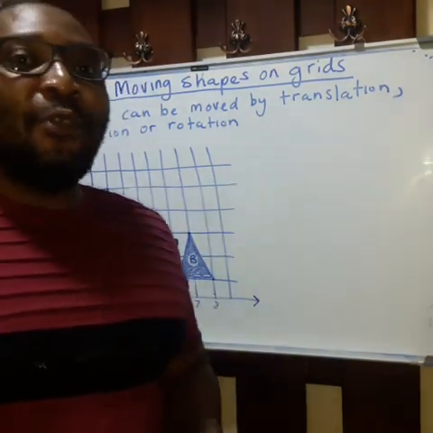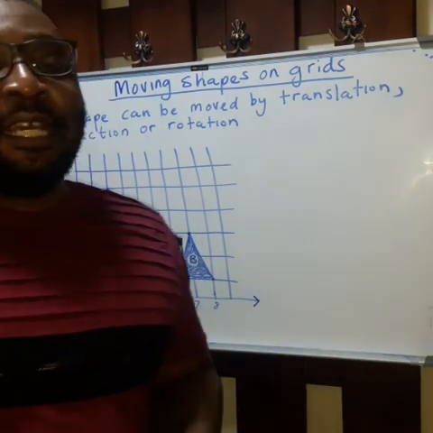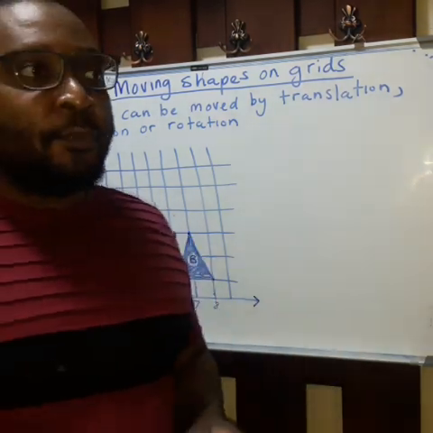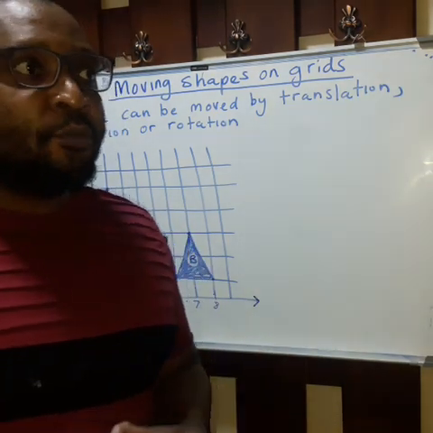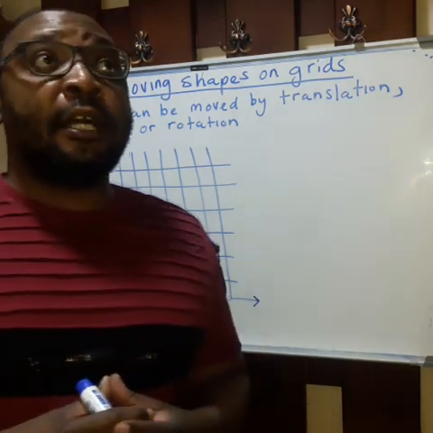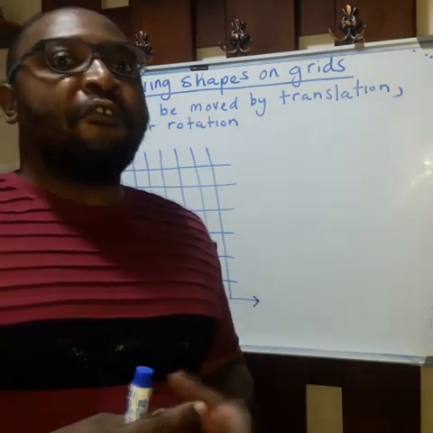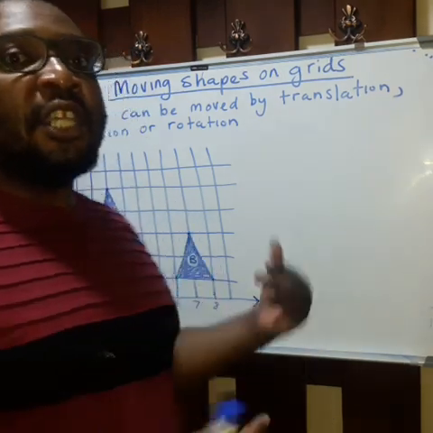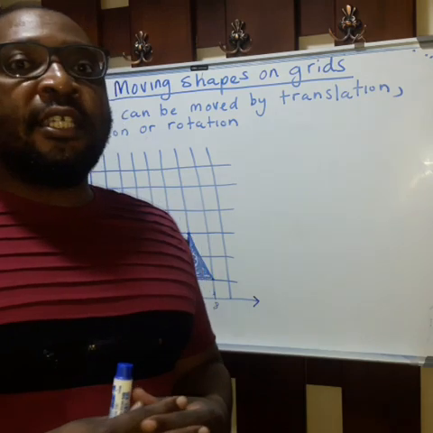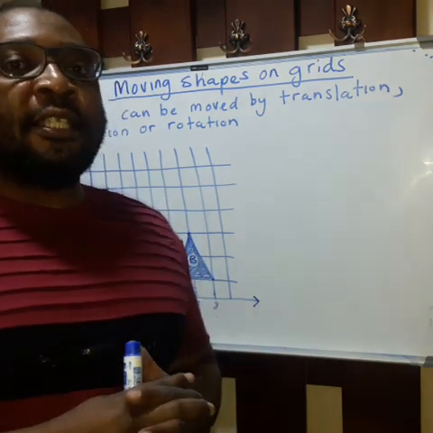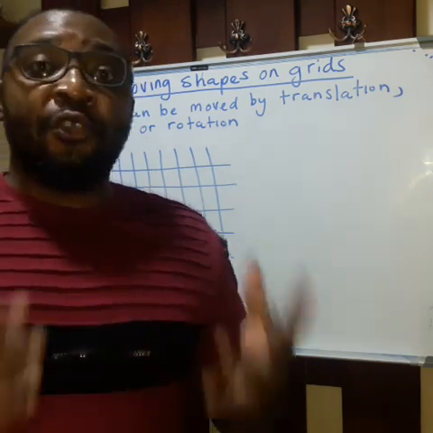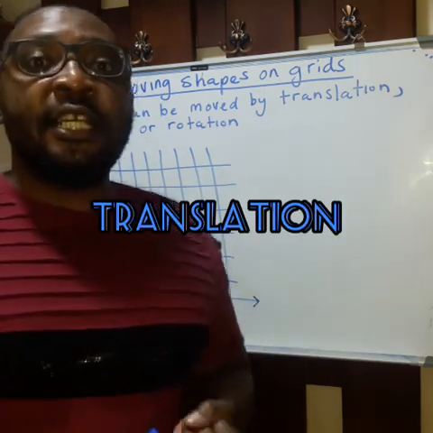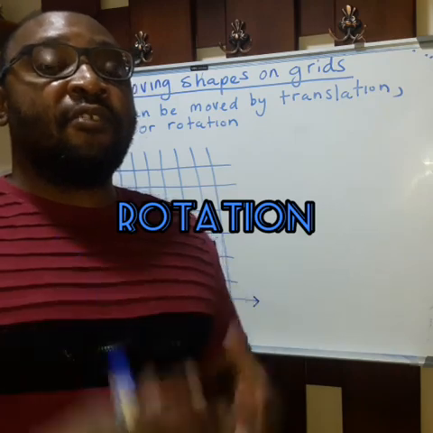And today we are looking at a very interesting topic. It's called moving shapes. So what are we talking about? A shape can be moved in different ways. And in mathematics we've got about 3, 4, 5 key methods. But at this stage we are looking at only 3. This is 6th grade. So we are specifically focusing on 3 methods. And this is translation, rotation, and reflection.